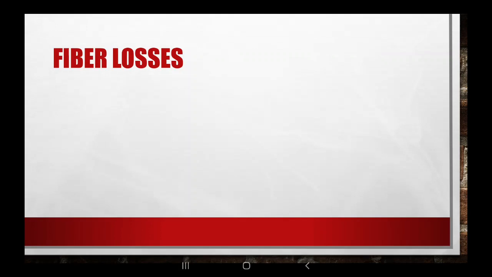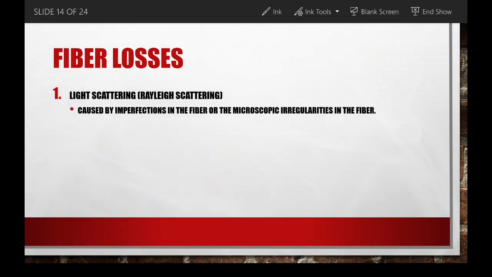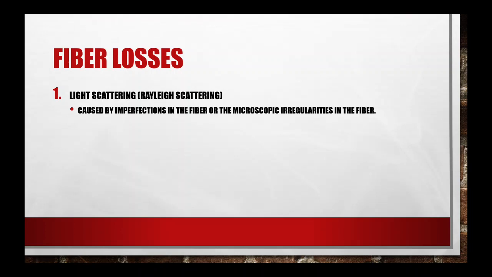Okay, so ano ba yung mga fiber losses? So yung una, yung light scattering or Rayleigh scattering. This is caused by the imperfection in the fiber or the microscopic irregularities in the fiber. So basically, light scattering, yung pagkalat ng light dahil dun sa microscopic na irregularities. Kasi dapat ito nangyayari yung microscopic irregularities during dun sa pagmamanufacture ng fiber. Okay, so yun yung isang loss natin, pagkalat ng light.